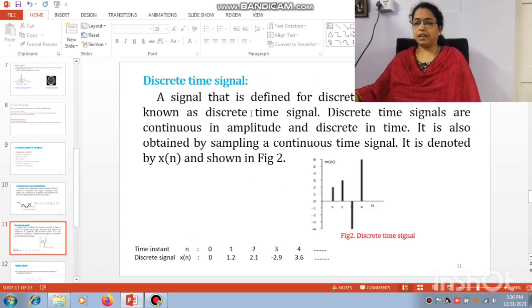Coming to the discrete signal, you can see here the time is considered as 1, 2, etc. It's an integer value. The various time instants are considered as 0, 1, 2, 3, etc. At those points the signal has some amplitude, whereas in between 0 and 1 or 1 and 2 the signal value is undefined. This kind of signal is called a discrete time signal.